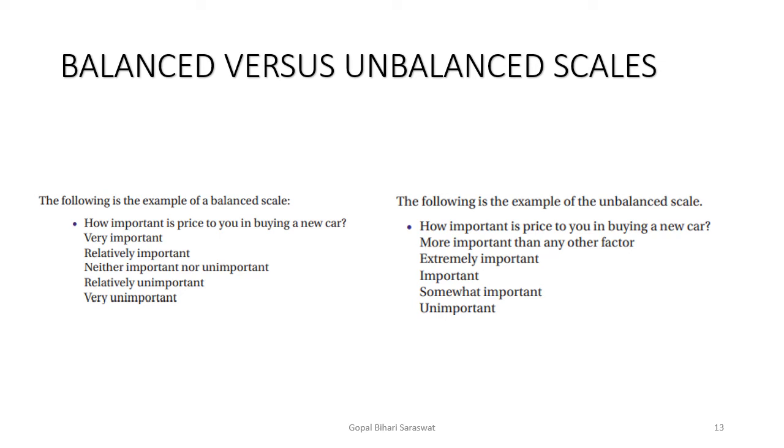On the other hand, on the right hand side is an example of an unbalanced scale, where we are asking how important is price to you in buying a new car. More important than any other factor, extremely important, important, somewhat important, and unimportant. Here, the first four options show a positive attitude, where only the single last option, unimportant, shows a negative attitude. So this is an unbalanced scale.